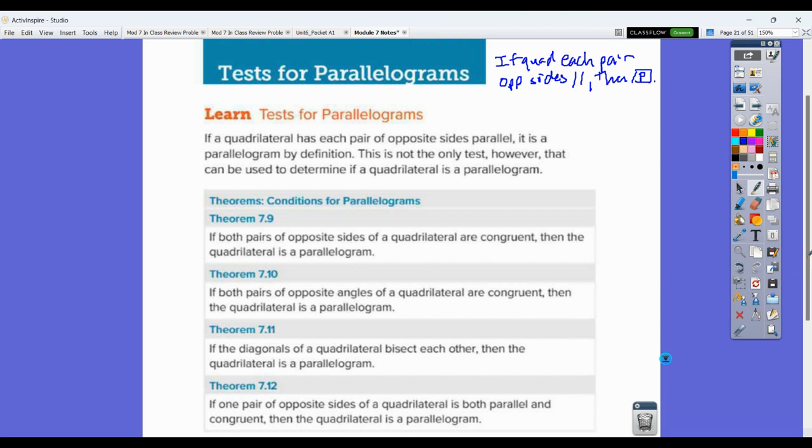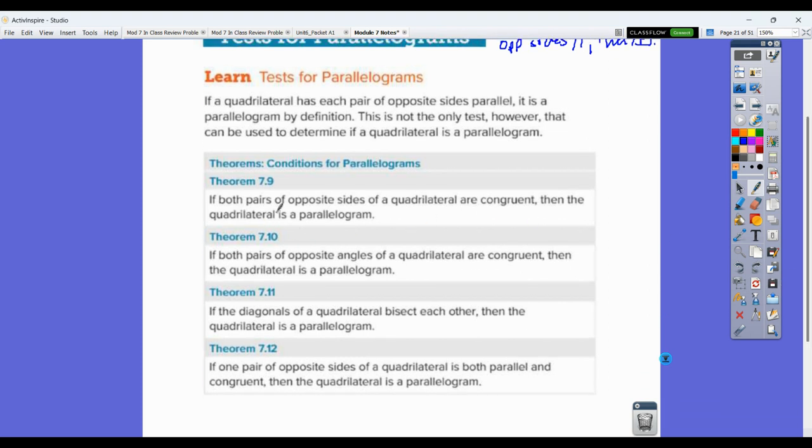Essentially it's all of the properties. If both pairs of opposite sides of a quadrilateral are congruent, then the quadrilateral is a parallelogram. Make sure you are very careful with how you write this because it has to be both pairs. If all you say is if opposite sides of a quadrilateral are congruent, that's not enough information. So both pairs of opposite sides of a quadrilateral are congruent, then it's a parallelogram.